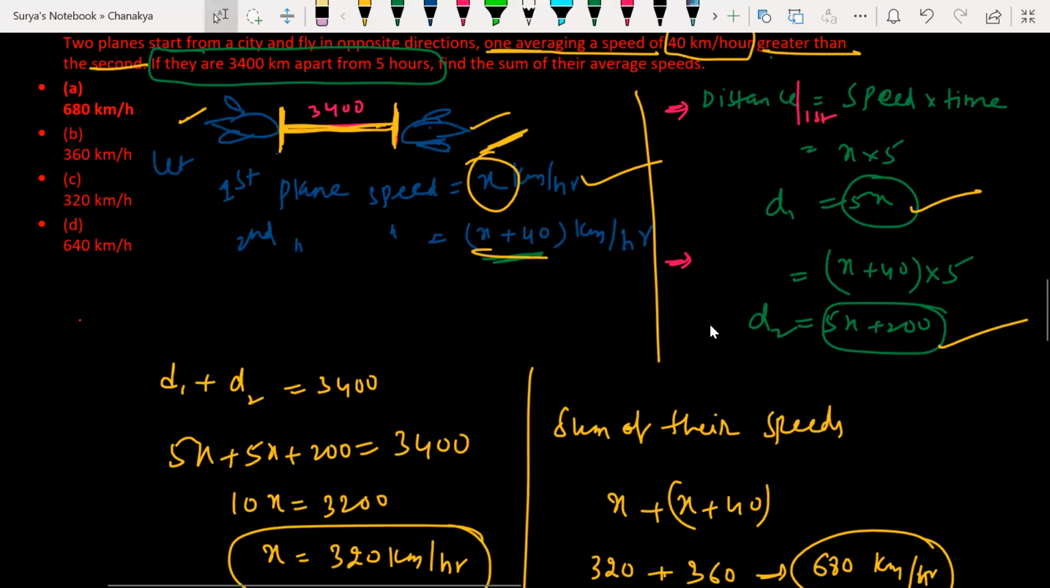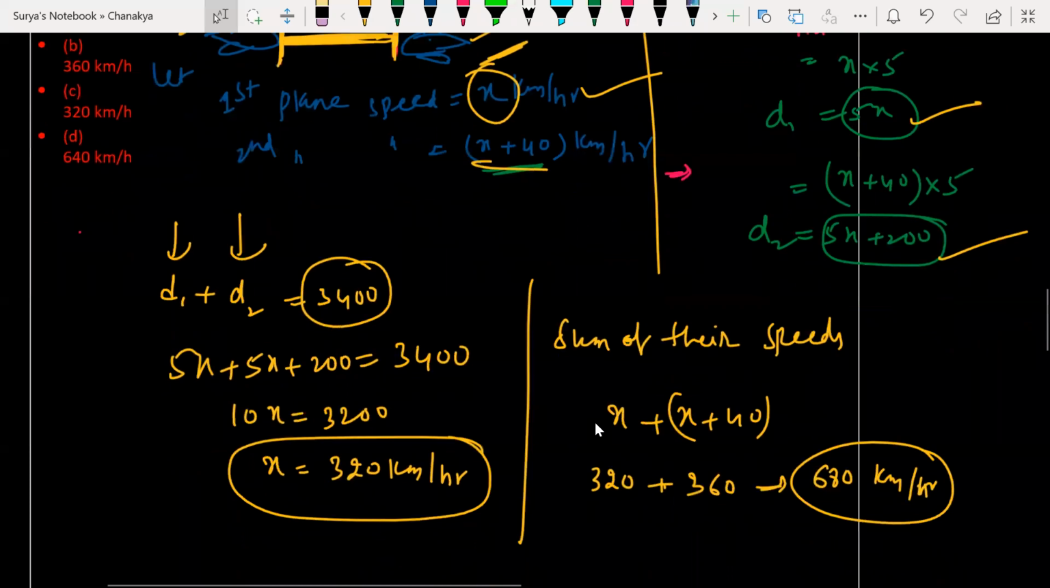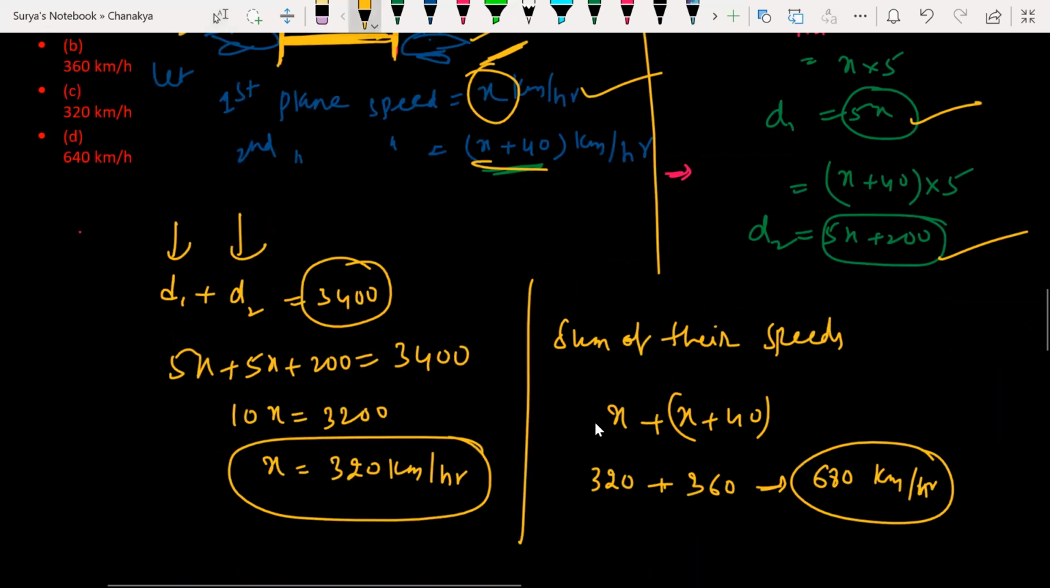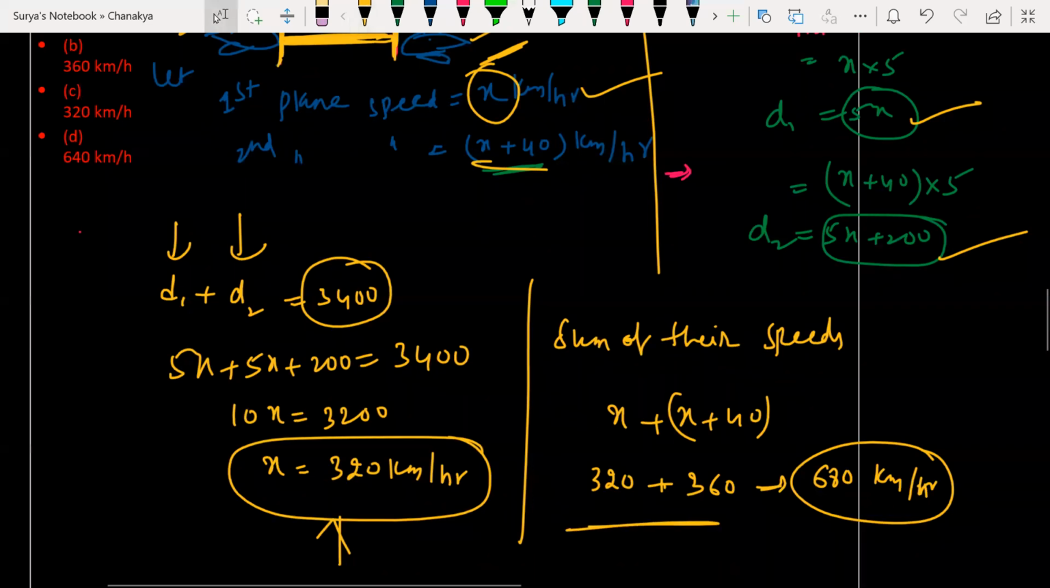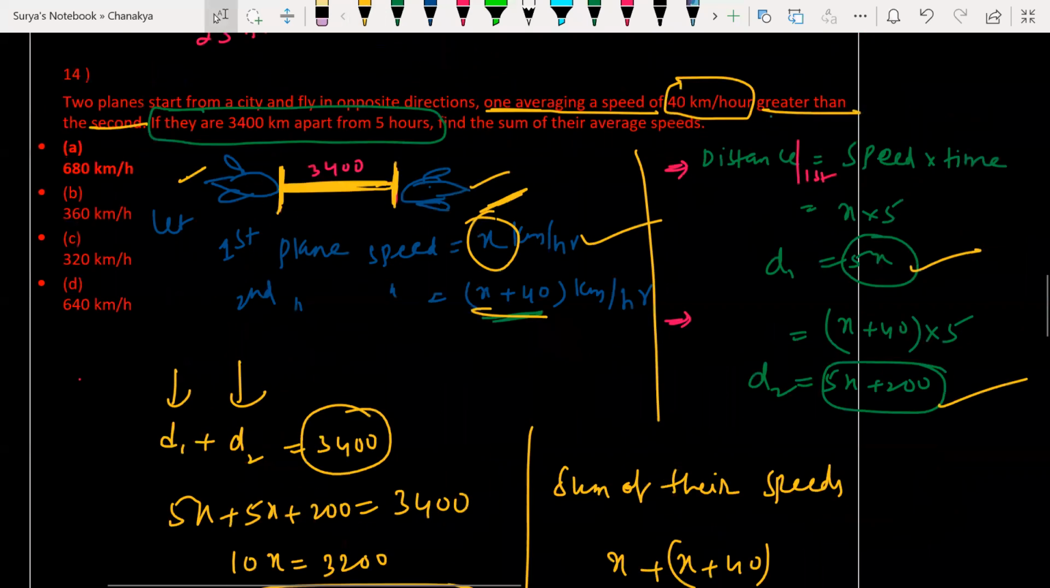The sum of this distance, how much? For these two planes to cover, the distance of the first plus the distance of the second comes to 3,400. So 5x plus 5x plus 200 for the second distance. If I solve, I get the x value, which is the speed of the first plane, and the speed of the second plane is this much. If I add that, I get 680 as my answer. Option A is correct. Any doubts?